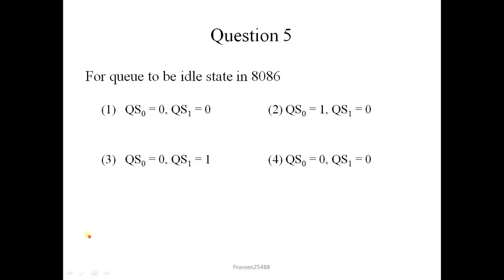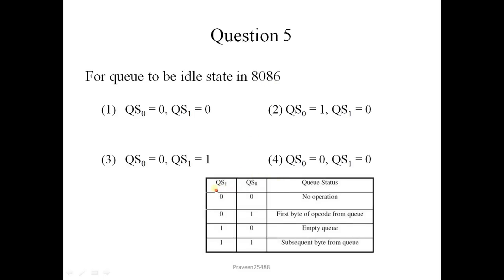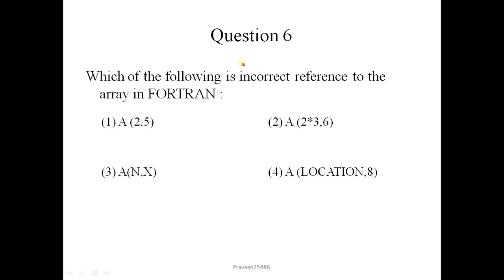Now question number 5. For Q to be ideal state in 8086. So here is in the table the states of QS1 and QS0 is given for different status of Q. So if it is 0 0, so Q is in an ideal state. There is no operation performed by the Q. So correct answer is 1. Next question is 6. Which of the following is incorrect reference to the array in Fortran? So its correct answer is 2.